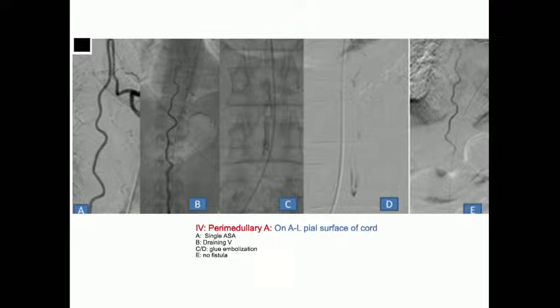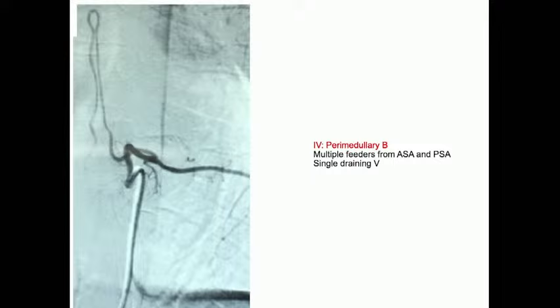So these are the four varieties of spinal arteriovenous fistula. In perimedullary, there is this connection and you see the hairpin bend there. So these are some important things. When there is a single feeder, it is type A. When there are multiple feeders, it's type B.